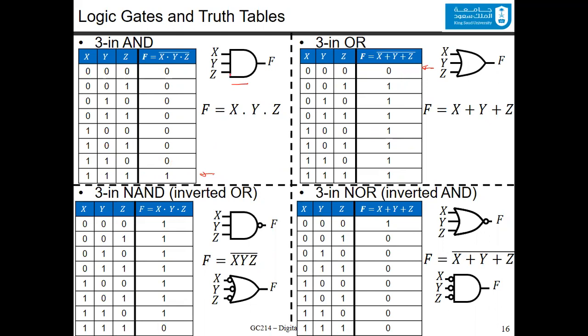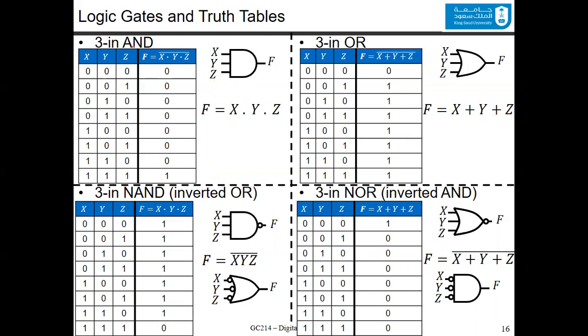The difference between a 2-input and 3-input is the existence of the third input here, Z. Similarly for the OR, this is also the function. We have X and Y and Z. Here we have X or Y or Z.